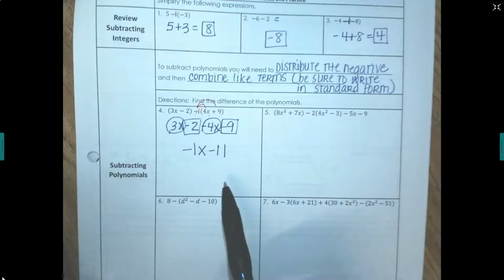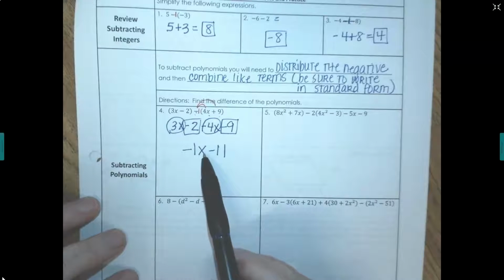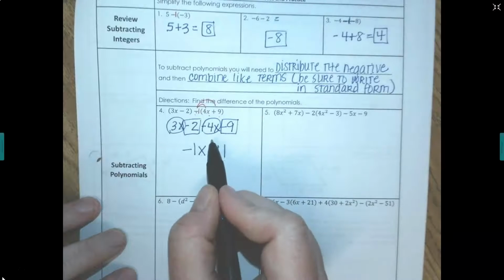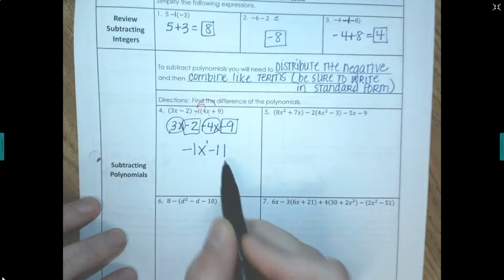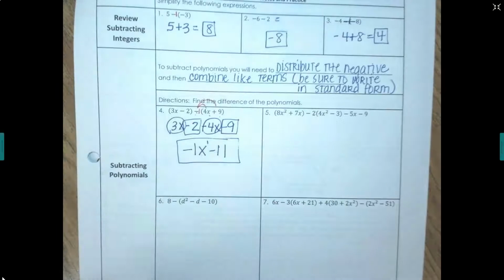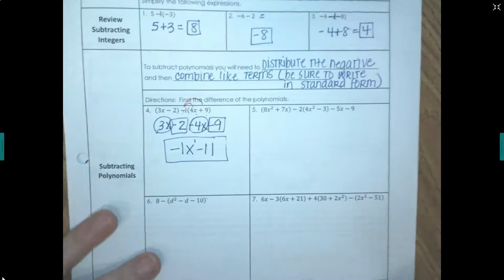So when I look at this, am I in standard form? This is my only variable, so it would go first. It's actually a degree of 1, and then my constant. So this is my final answer, negative x minus 11. All right, we're going to try it again. Remember, when you have a negative going through, it's going to change the sign of whatever's there. Okay, and if you're multiplying, then you have to make sure you do the multiplying.